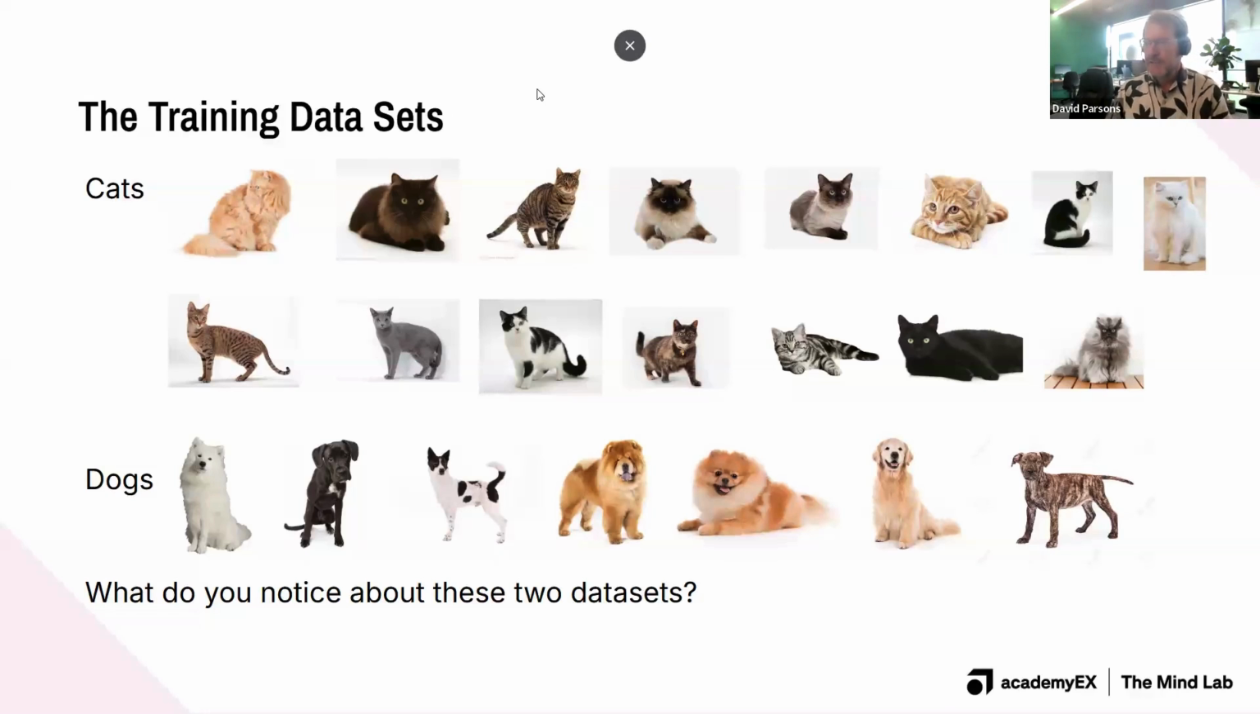Now, here are the training sets. You can see there's some pictures of cats and there's some pictures of dogs. So what do you notice about these two data sets? How do you respond to those as being a set of data to train a machine learning algorithm? What are your thoughts? You can either put your mic on or you can pop it in the chat.